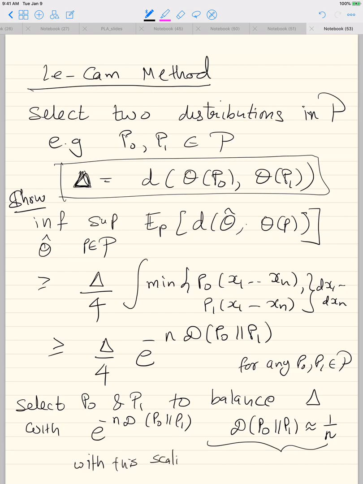And then with this scaling, keep delta as large as possible. At the same time, you want to select P0 and P1 so that the distance between the parameters is as large as possible. So this is the usual rule of thumb that people often use in applying Le Cam's bound, and we'll see some examples later on.